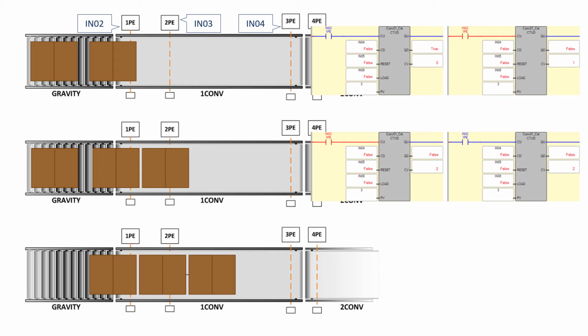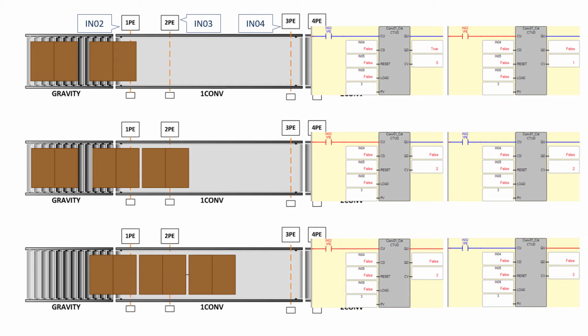And that can be accomplished in many ways. We're not dealing with that in this particular lab project. And then when the third carton breaks photo eye 1 PE, then the CV goes up to 3. And when it clears photo eye 1, it remains 3.